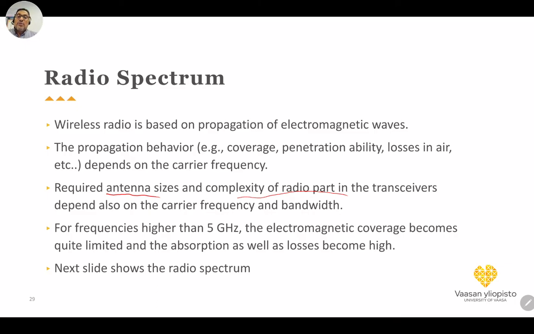Most of the frequencies up to 5 gigahertz, or most of the spectrum, is already licensed. And the frequencies above 5 gigahertz have many limitations in terms of coverage area, and they have problems like higher losses and so on. So we have some problems in the spectrum, and we always need to compromise between the simplicity or complexity of the system, the cost of the radio system, the coverage area, the size of the antenna, and many other factors when we talk about wireless communication.